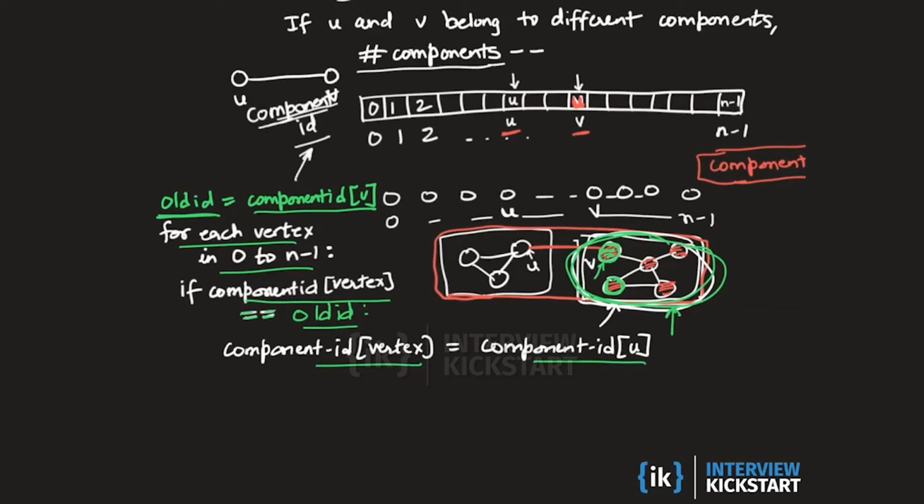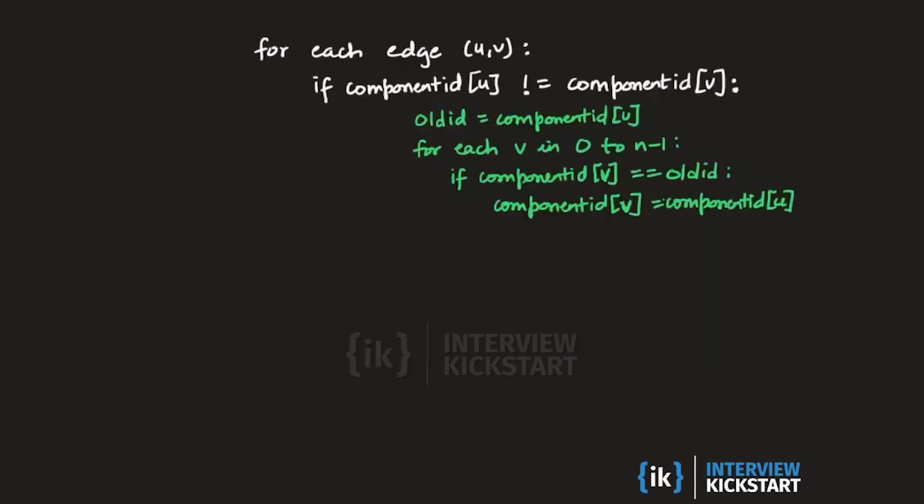And why do we have to go through each vertex? Well, because we don't know which other vertices belong to the same component as v. There is no way for us to find that out except by going through and checking every vertex, checking the component ID of every vertex. So this is what we are doing when each edge u comma v is seen.